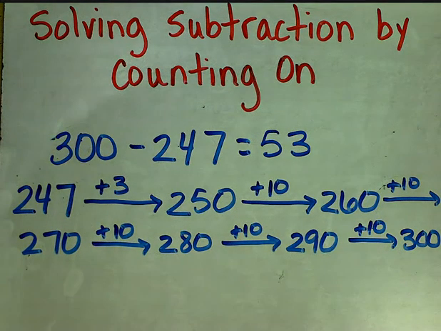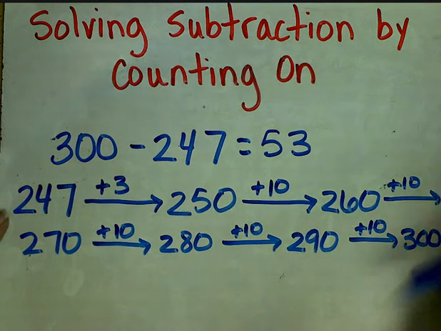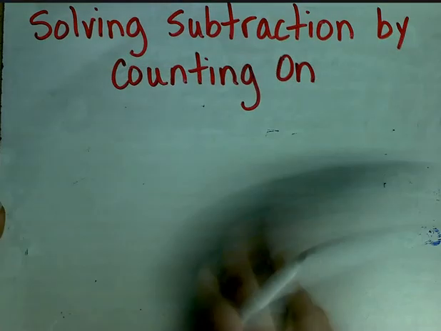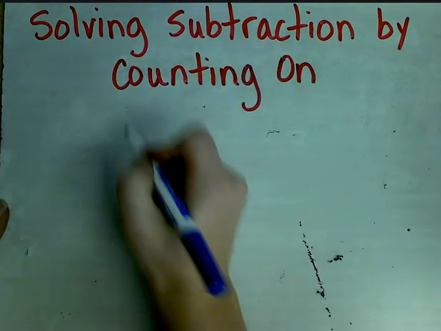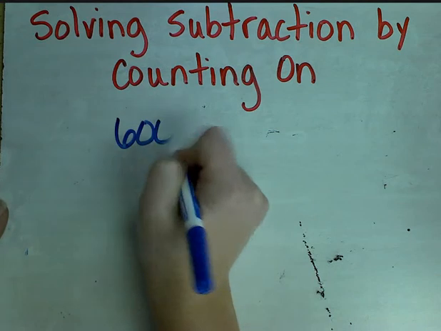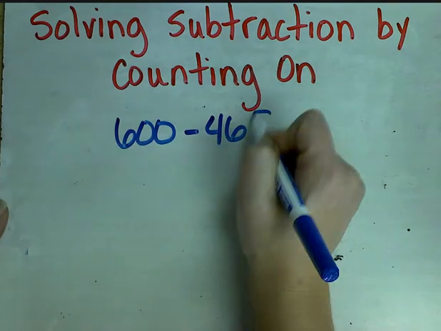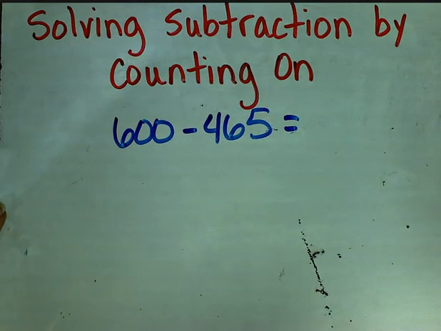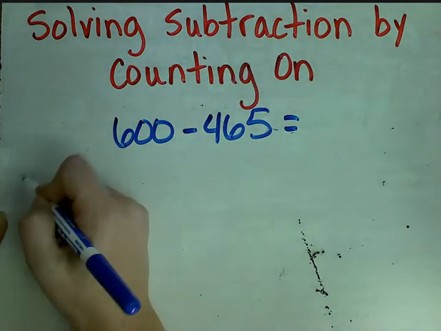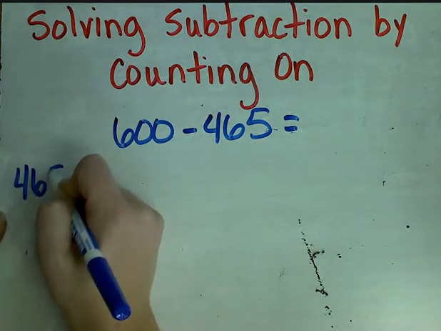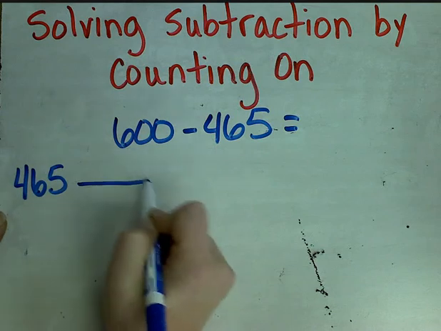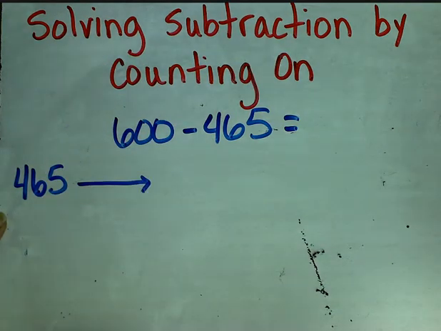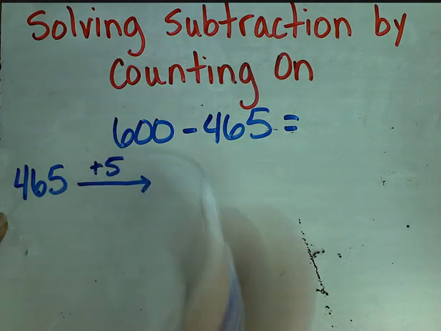Let me show you another problem when we're solving by counting on. We're going to start with 600. Take away 465. Now again, students may use different strategies to solve this. Today we're going to show you counting on. So when we're counting on, we're going to start with the smallest number, which is 465. Again, I'm going to add the ones first to make it a little bit easier for my addition. 465 plus 5 equals 470.